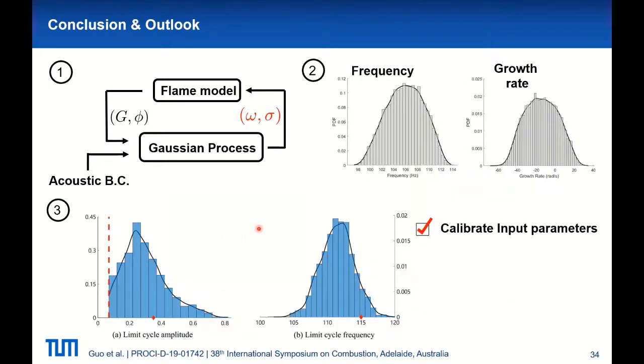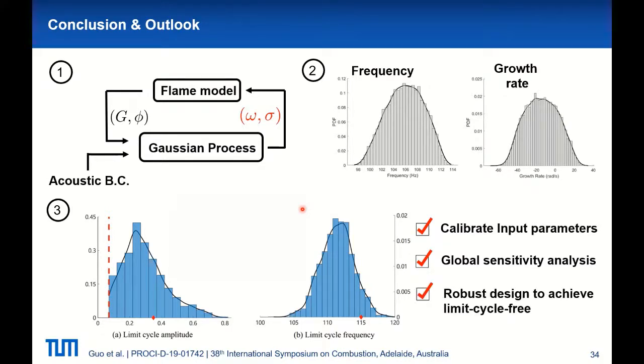The proposed surrogate-based scheme has opened up several other possibilities. For example, we can calibrate input parameters like R in, R out, and alpha from experimental limit cycle measurements by using Bayesian analysis. We can also perform global sensitivity analysis to understand, for example, if flame uncertainty or the acoustic uncertainty contribute more to the variations of a limit cycle property. Also, we can do robust design to prevent limit cycle given flame uncertainties.